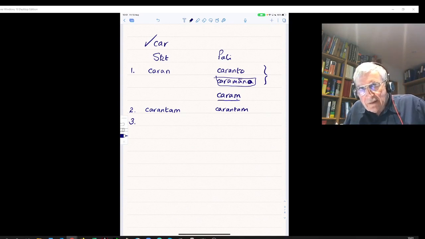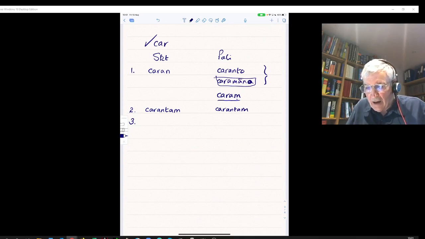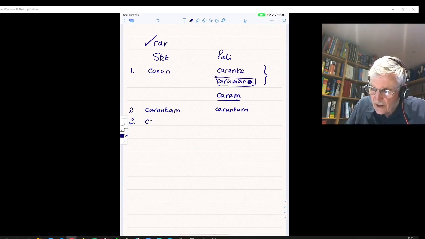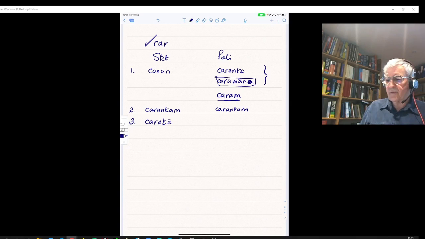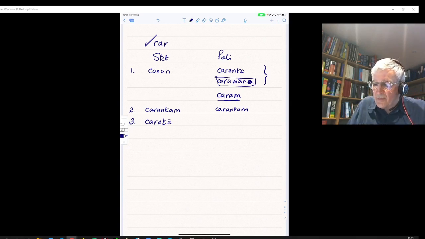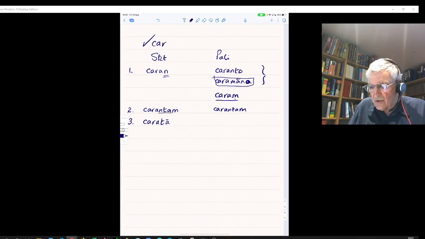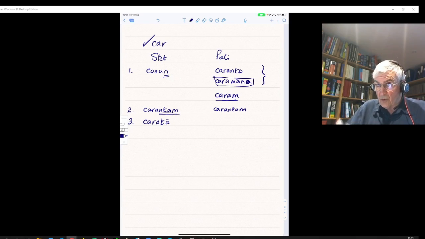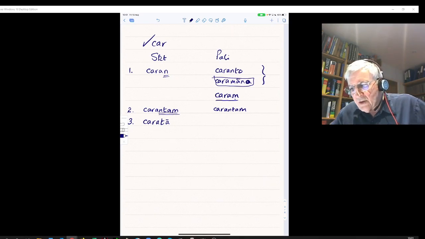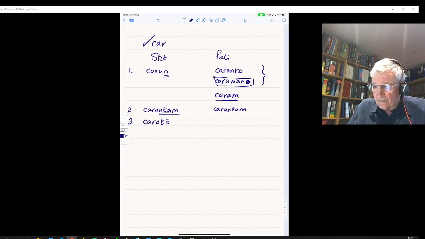For the consonantal stems, the characteristic instrumental ending is -ā. So this becomes charatā. Note that the n has dropped out. This n is present only in the nominative and accusative singular, just talking about masculines now, and in the nominative plural, where it is charantā. In all other cases, that n drops out. So charatā. So what does Pali do?